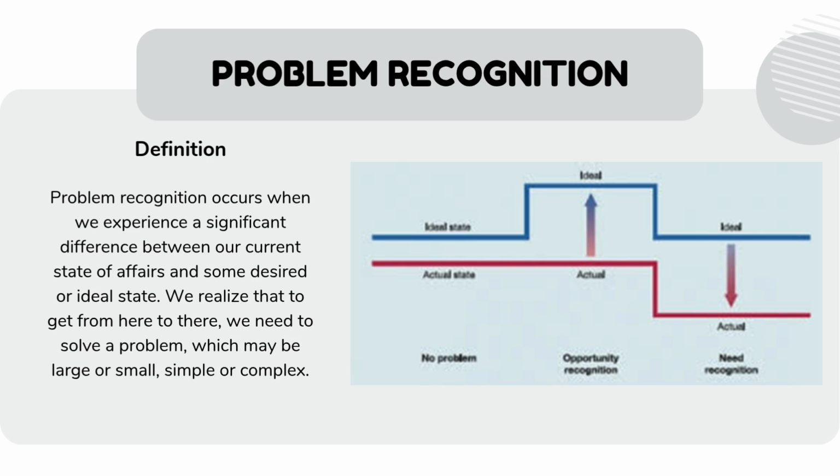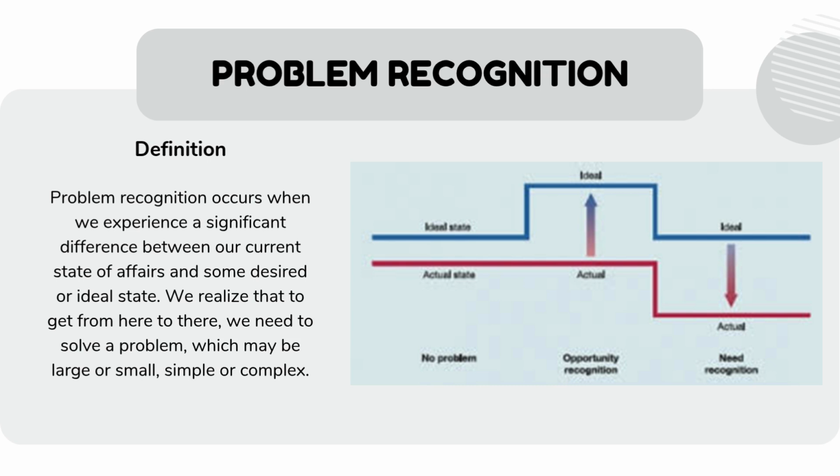In the no problem state, a person does not perceive any gap between their current situation and an ideal state, meaning there is no immediate need or desire to make a change. Opportunity recognition occurs when a person realizes they can improve their current state, even if there is no pressing problem. This happens when consumers identify a new possibility that enhances their lifestyle or experience.